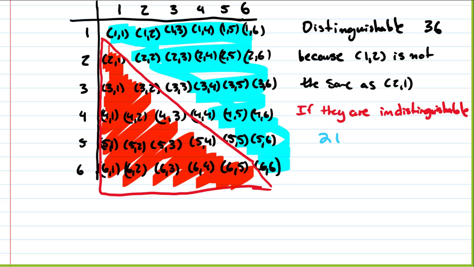Because in that case, we would have to count 2, 1 as the same as 1, 2, right? Because what would the dice roll be? 3. And if I don't know which one is dice 1 and which one is dice 2, there's only 21 possibilities. So in reality, we have to ask ourselves whether events are distinguishable or indistinguishable, because it's going to change the way we count.